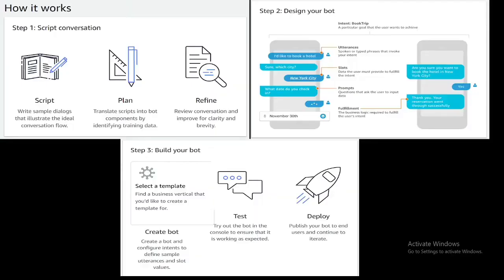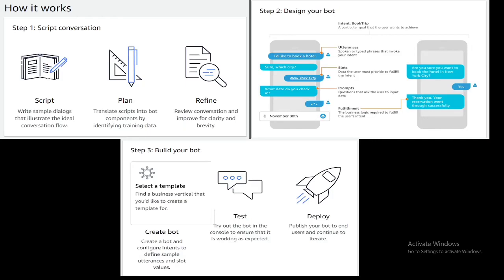Let us now learn how this service works. Step 1 is to create a script or an intent, followed by planning and refining the script. Step 2 is to create a bot and add one or more languages to it. You'll need to configure the bot so that it understands the user goal and engages in the conversation with the user utterances, as well as providing the appropriate responses to the user.